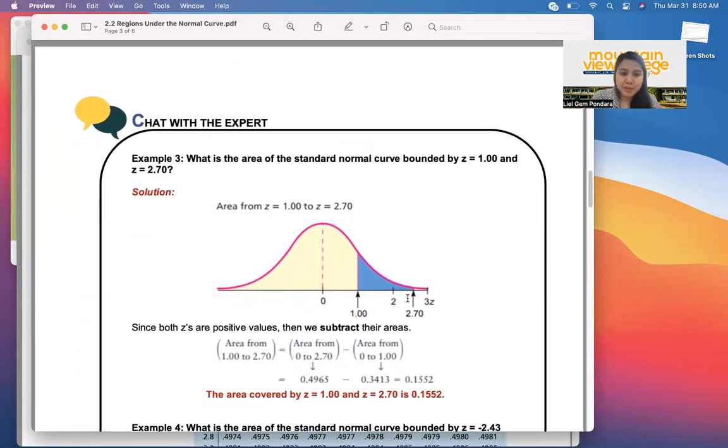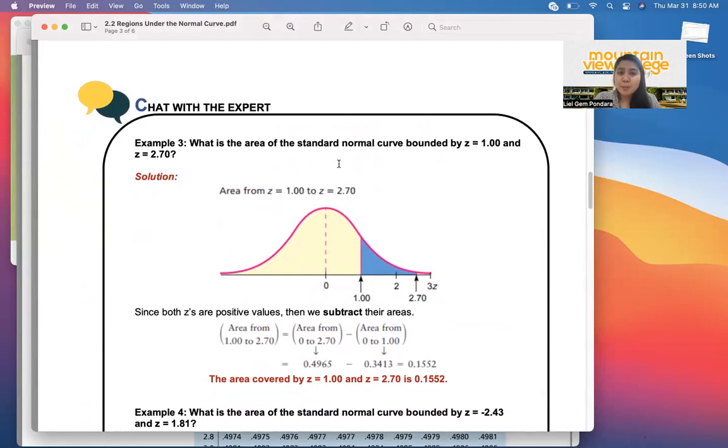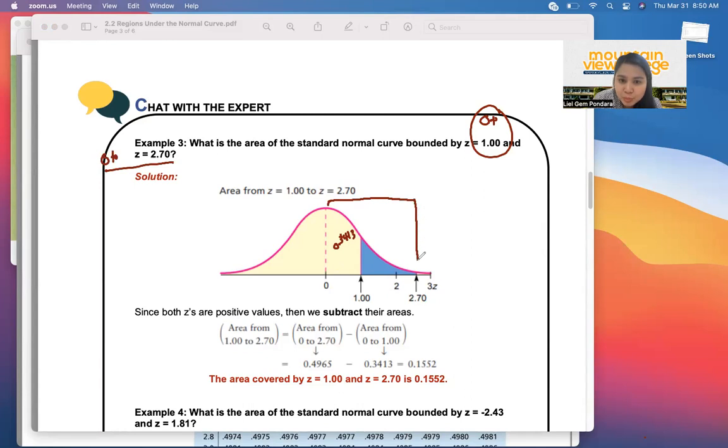Let's go to example number 3. What is the area of the standard normal curve bounded by z equals 1 and z equals 2.70? Let me start drawing. First, you need to find the area from 0 to 1. Based on your table, from 0 to 1, this is 0.3413. Next, what is the area from 0 to 2.70? Based on your table, that will be 0.4965. Now, they are the same positives, right? So we need to subtract them.